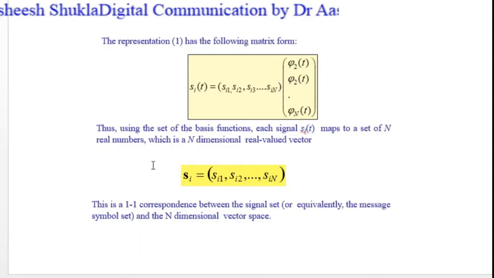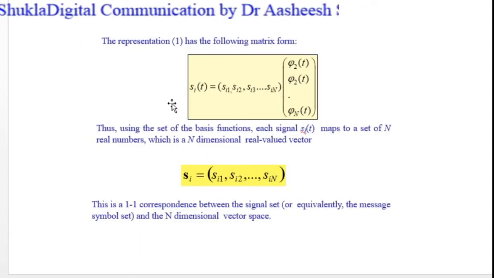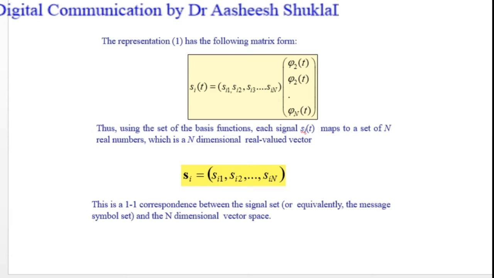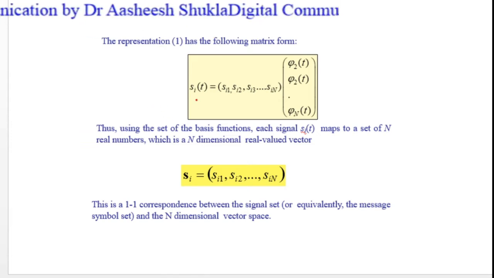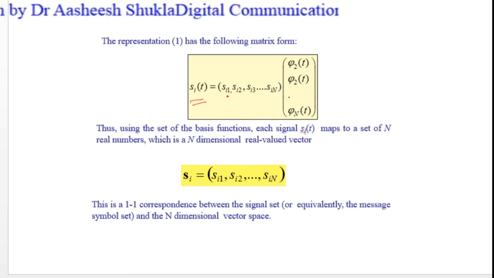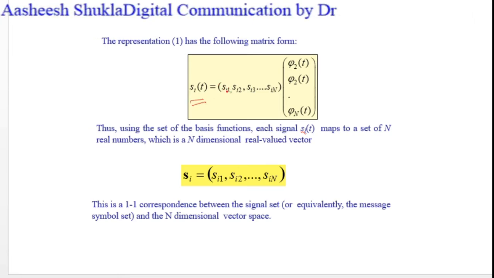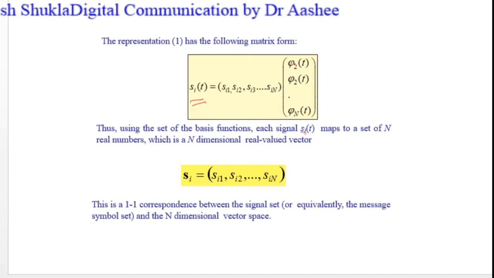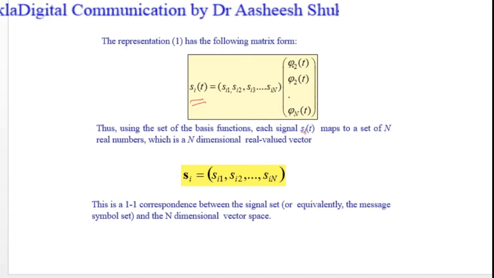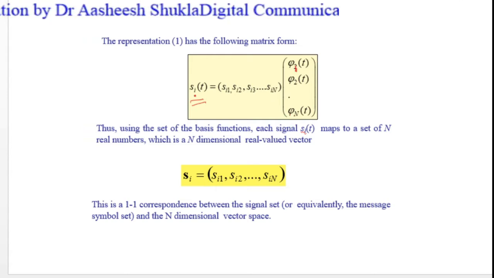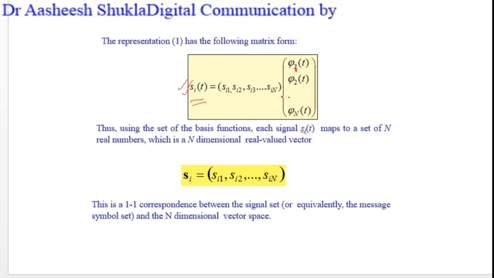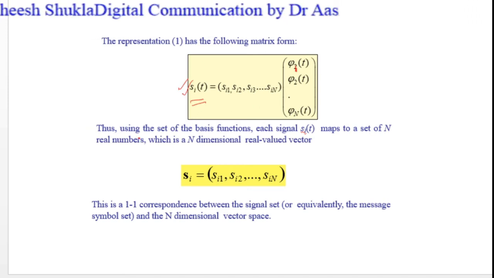Further, this is a simple representation of whatever we are discussing here, that Si(t) can be represented as Si1, Si2, up to Sin, multiplied by phi 1(t), phi 2(t), up to phi n(t). This is the same mathematical elaboration which we have already discussed.